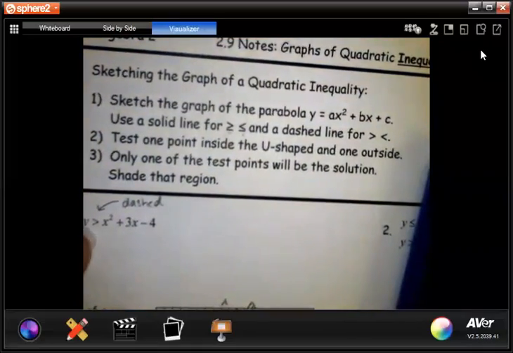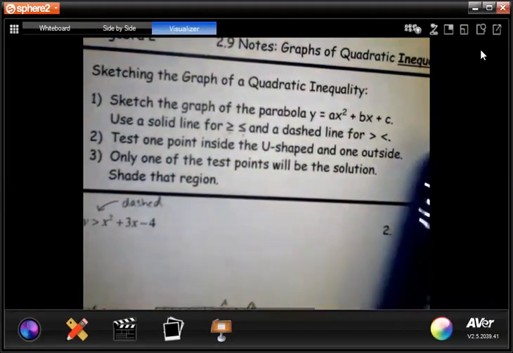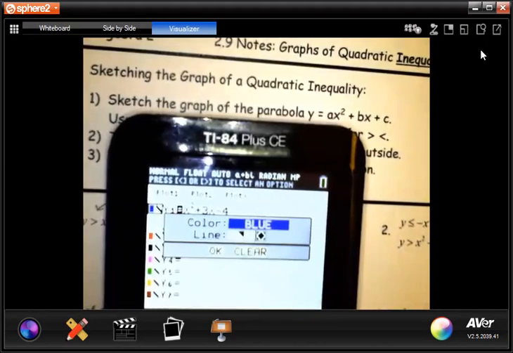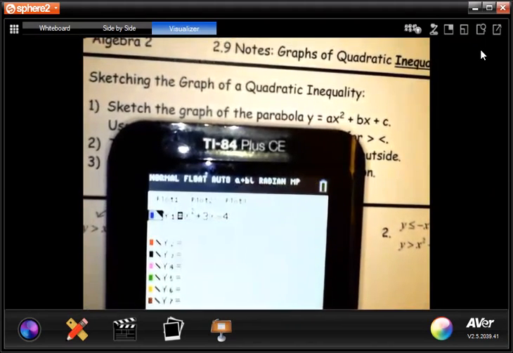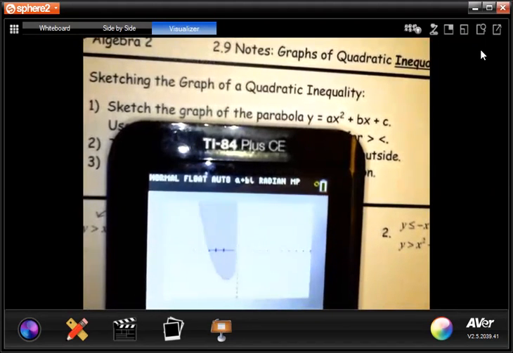And this is y is greater than. So I want this triangle on the top. I hit OK for the clear. And then I go ahead and graph it, and it shades it for us, which is exactly what we thought it was going to shade, on the inside.